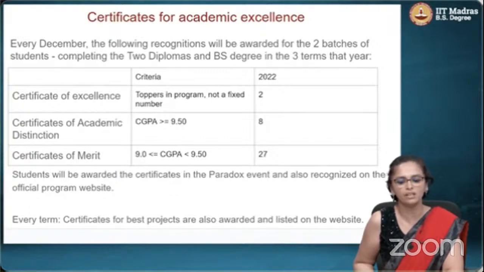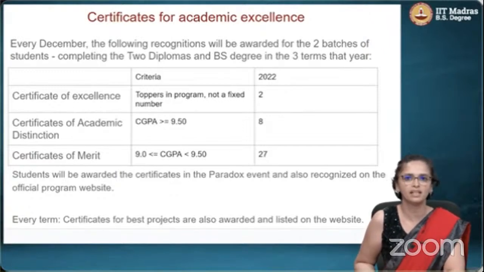The second category of awards that we have is certificates of academic distinction. So all students who have a CGPA of more than 9.5 at the end of 2 diplomas or at the end of the BS degree will be awarded this certificate. Last year when we gave it out, there were 2 toppers in the certificate of excellence category, and there were 8 in the certificates of academic distinction category.